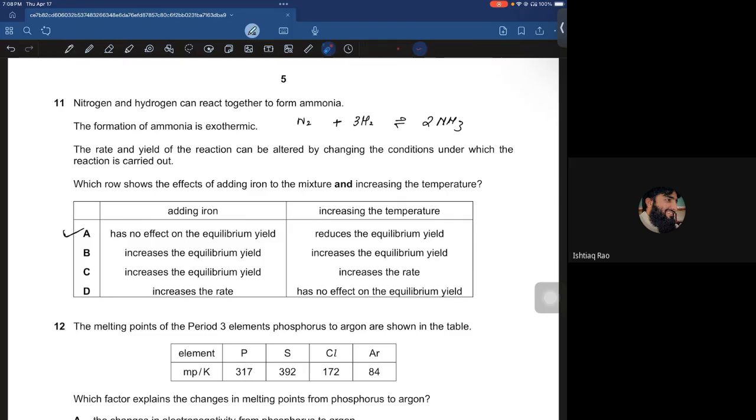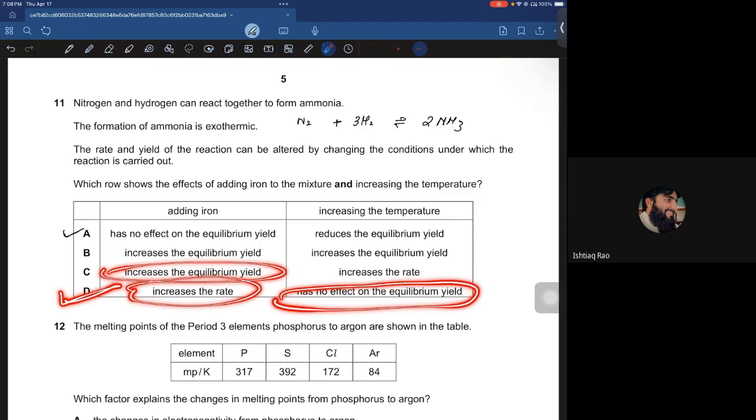In option B, they are saying it increases the equilibrium yield. No, a catalyst doesn't increase the amount of product. It increases the rate, yes, that may be correct, but this is saying it has no effect on equilibrium yield, like increasing the temperature. Temperature has an effect on equilibrium. So in option D, they are saying temperature has no effect on equilibrium. It's wrong.